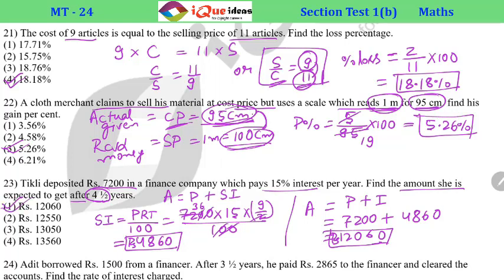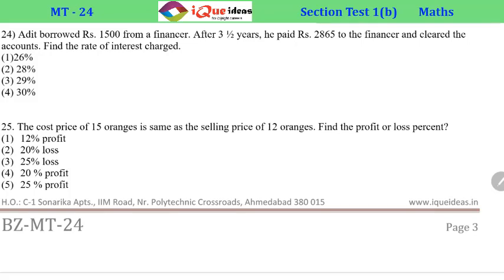Now let's take up the next question. Now the next question, it says Adit borrowed rupees 1500 from a financier. After 3.5 years, he paid rupees 2865 to the financier and cleared the account. Find the rate of interest charged. Nothing mentioned, so we'll assume simple interest. Alright. Now 3.5 years means 7 by 2 years. 3 2s are 6 plus 1, 7 by 2 years, right?